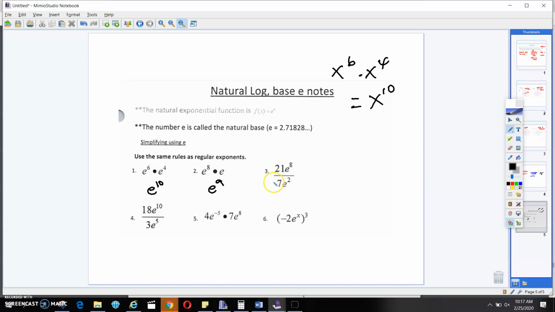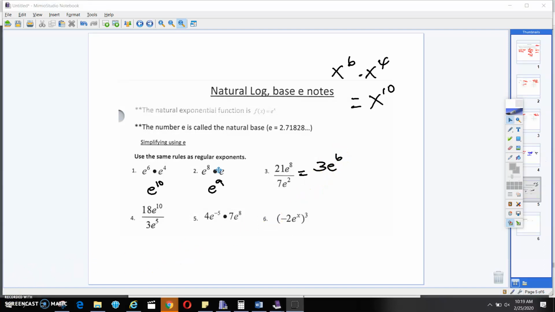On number 3, let's look at our numbers first. 21 divided by 7 gives us 3. Then we're going to use the quotient rule. So the quotient rule says that if we have the same base, we can subtract the exponents if they're being divided. So we're going to have 8 minus 2, which is going to give us e to the 6th power. So 18 divided by 3 is going to give us 6. And then when we take e to the 10th divided by e to the 5th, that's going to give us e to the 5th power.